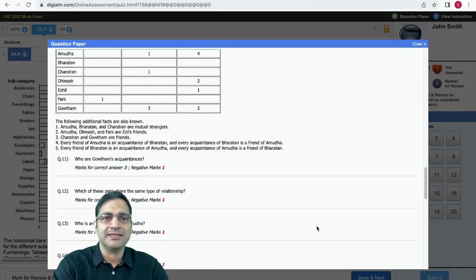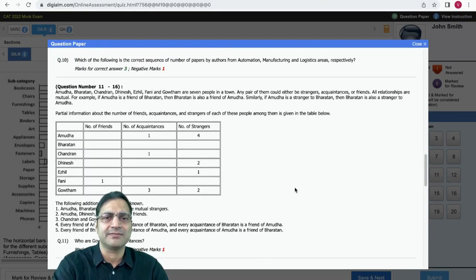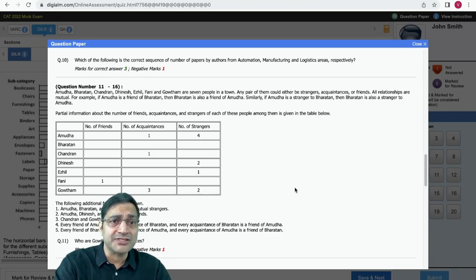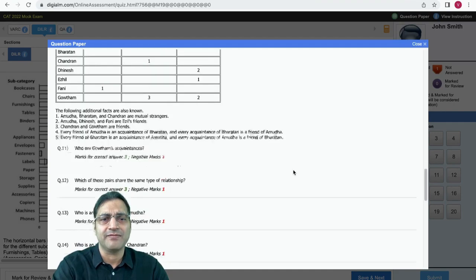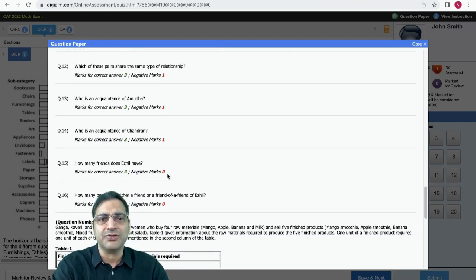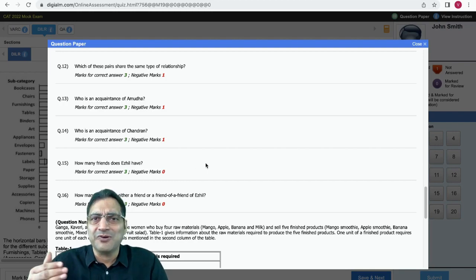Not only that, let's say there's a set like this. Questions 11 to 16. How many people are involved? 1, 2, 3, 4, 5, 6, 7 people are involved. And it has TITA questions also. How many friends does Isel have? Let's say you're left with just 10 seconds while doing this section.